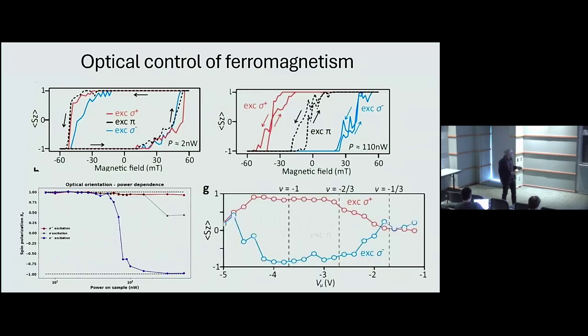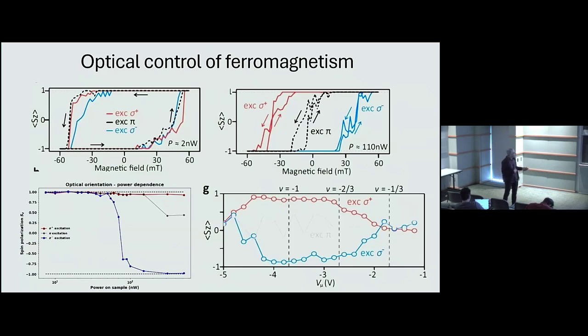Just to give you an idea, this is as a function of pump power, what happens if you start out from K plus valley polarized holes. You see that for low powers on the order of nanowatts, the light doesn't have any effect. Then as we increase the power beyond 20, 30 nanowatts, with sigma minus polarized light, we can completely switch the polarization, whereas sigma plus remains as is.